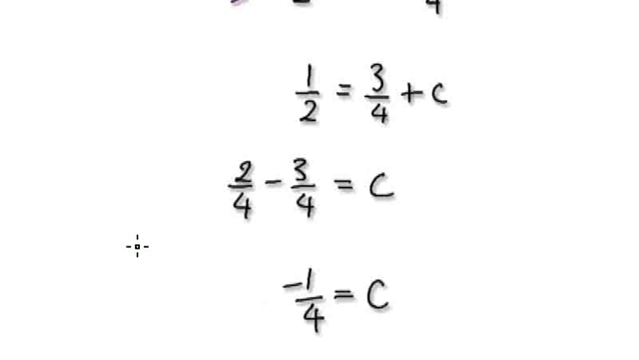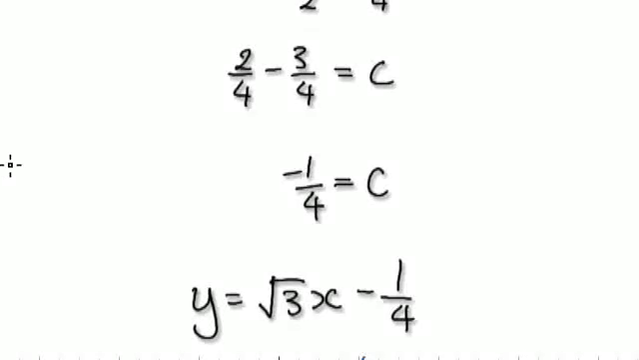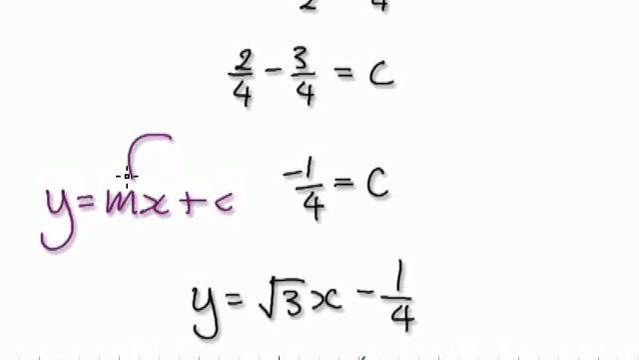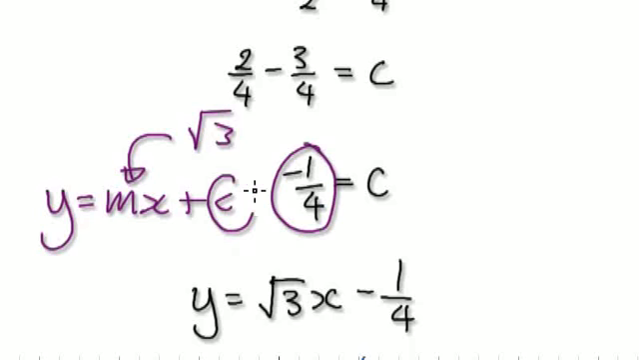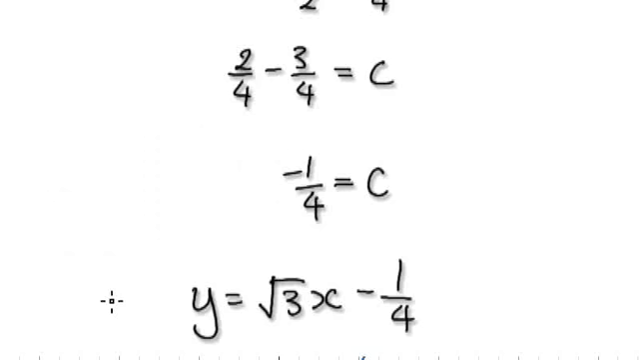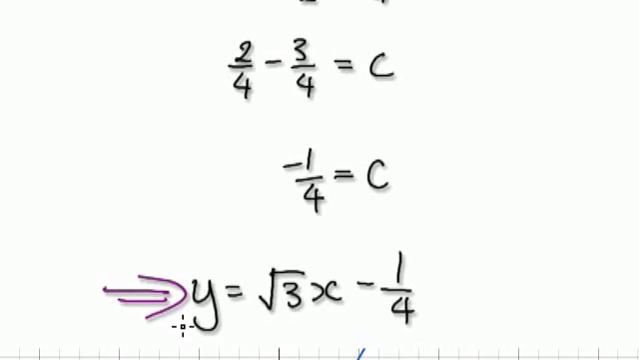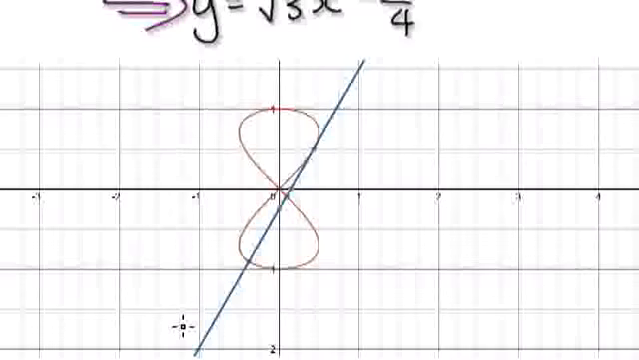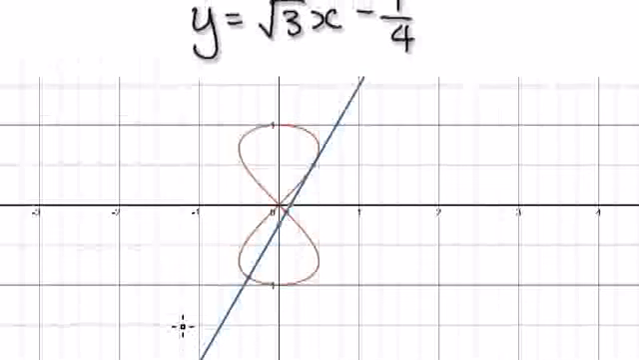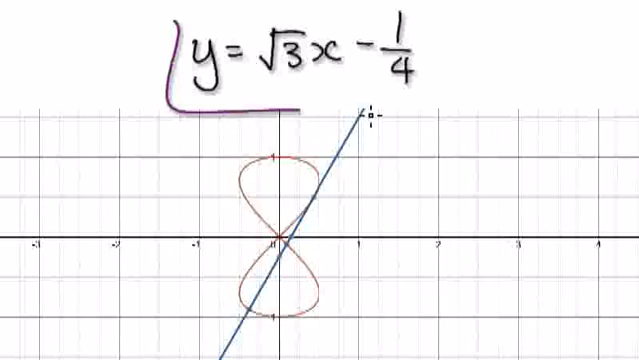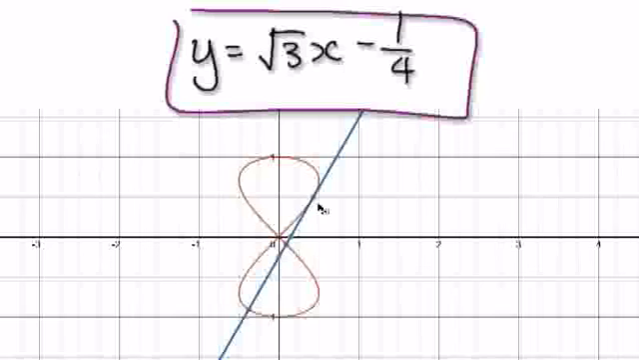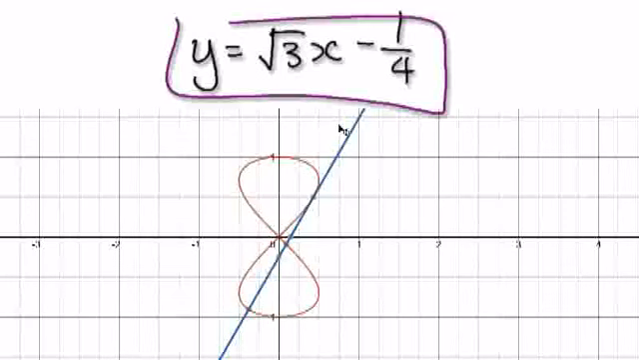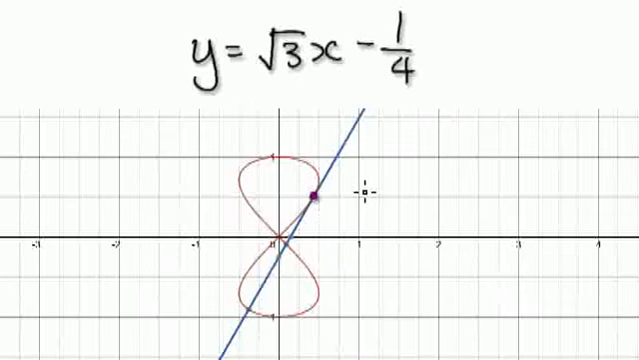Okay, so now we know our equation. Earlier it was y equals mx plus c. We worked out that the gradient is root 3, and we know the intercept is minus a quarter. So our equation for the straight line is given by this. When you plot this straight line, it will look like this. So this is your final answer. And you can see that if you plot this line, it just touches this point.